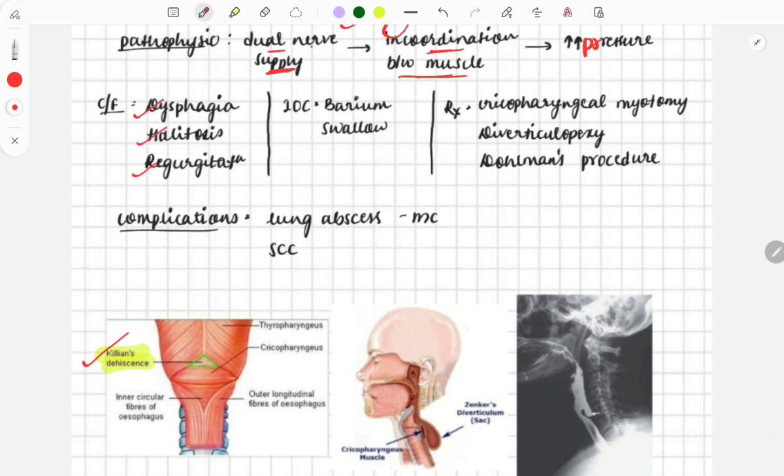तो clinical features जो question में describe की गई, they will be like dysphagia, halitosis and regurgitation. Then investigation of choice is the barium swallow, and for treatment we will be using cricopharyngeal myotomy or diverticulopexy and Dolman's procedure. So this one is a PYQ.